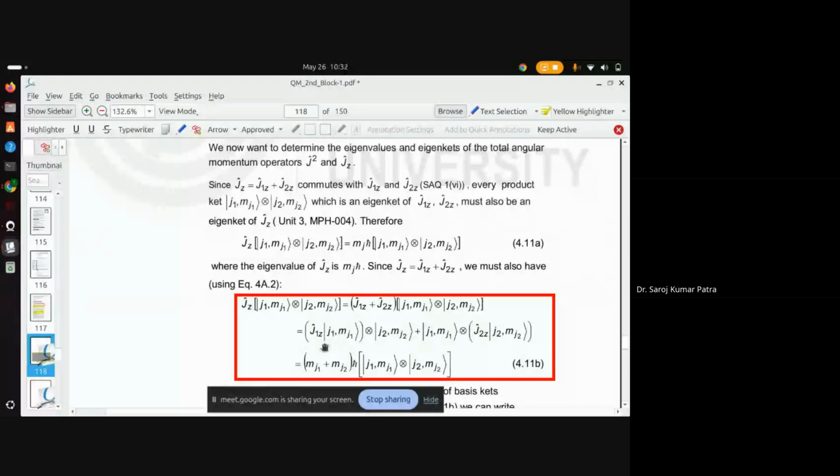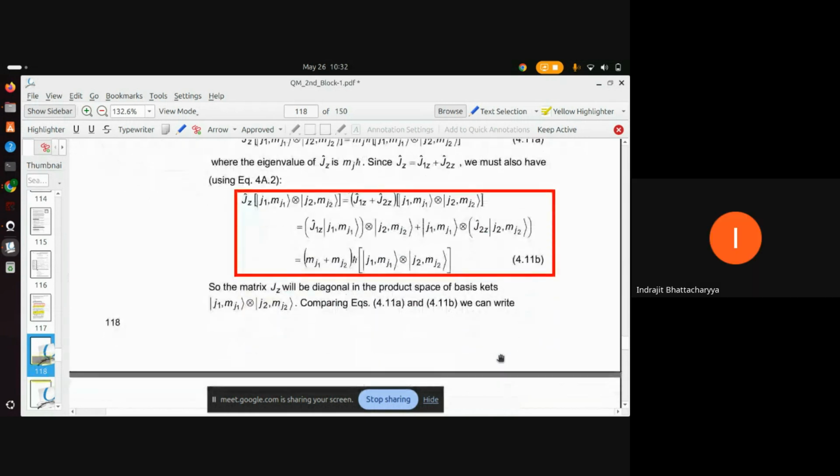So it will be J1Z operating on J1 and J1, and J2Z operating on J2 and J2. But what is this value? J1Z operating on J1 and J1 will give MJ1 ħ, and this will give MJ2 ħ. So the final would be (MJ1 + MJ2) ħ times the total state vector. Clear? Is this part clear? Any doubt?